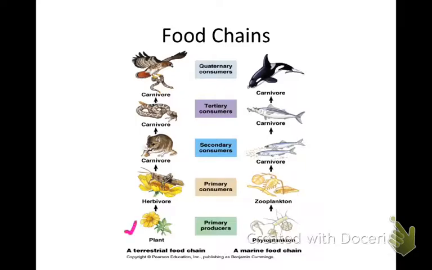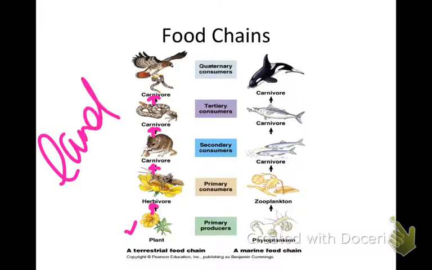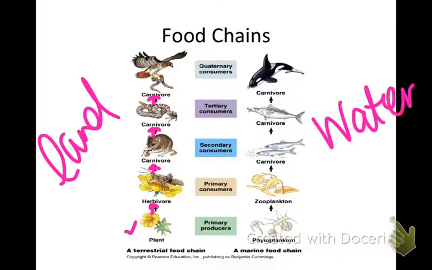There's this plant, and then this grasshopper eats the plant. Then the mouse eats the grasshopper. Then the snake eats the mouse, or rat. And then the hawk eats the snake. So that's on land. But again, you can have aquatic in the water.